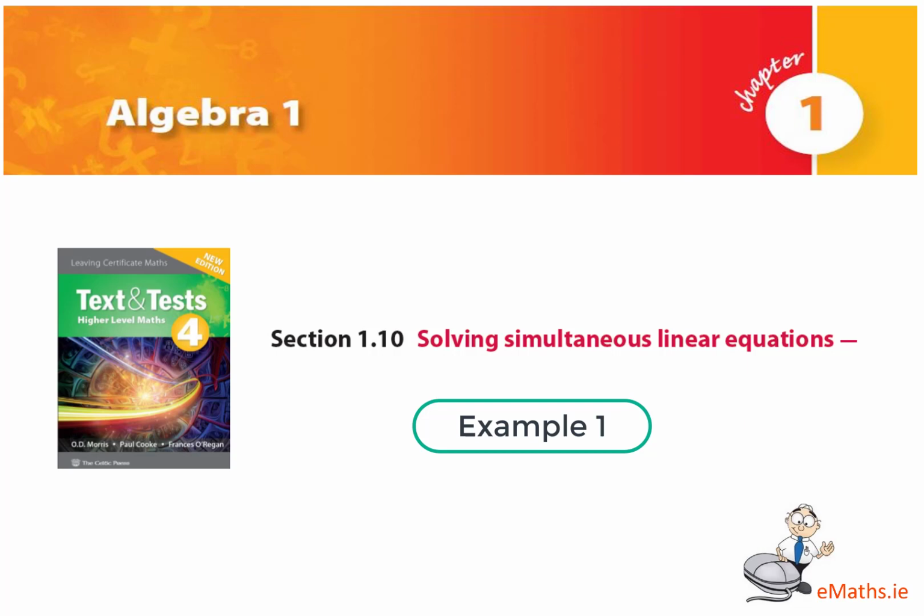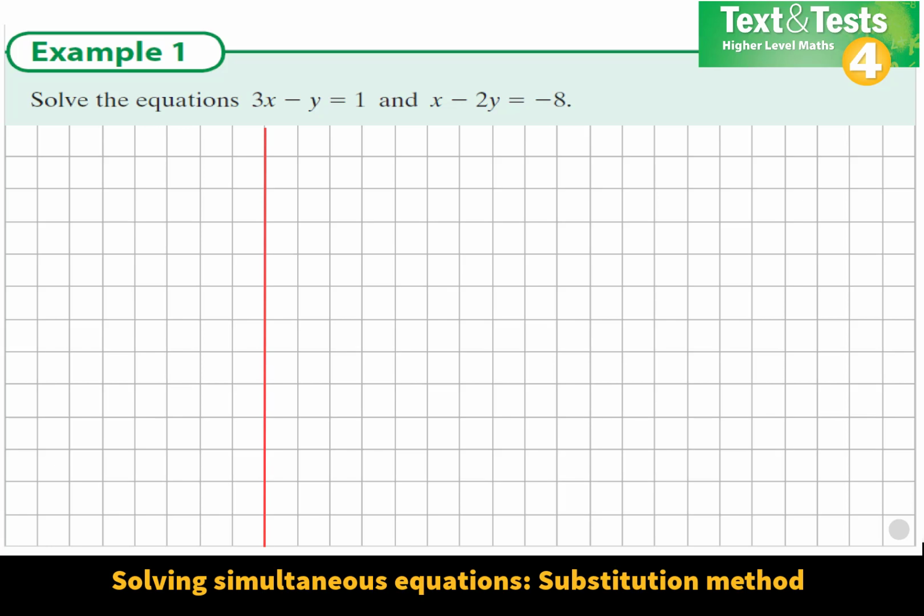Solving simultaneous linear equations, example 1. I'm going to use two different methods to do this. Firstly, the substitution method. So we have our two equations. In the substitution method, I'm going to rewrite one of the equations in terms of x or y. So if we take the second equation, I could rewrite this in terms of x. If I add 2y to both sides, I would see that x is equal to 2y minus 8.